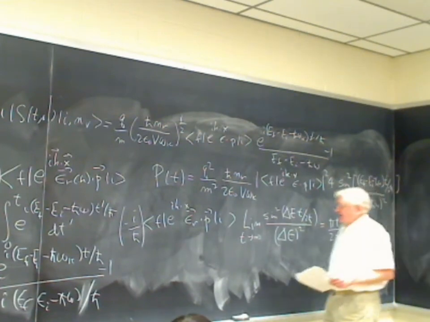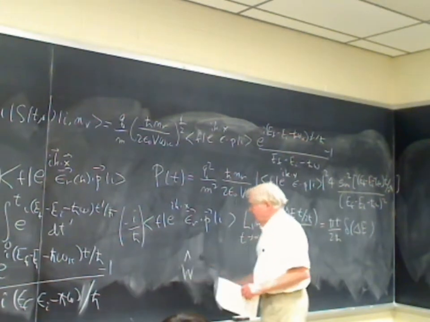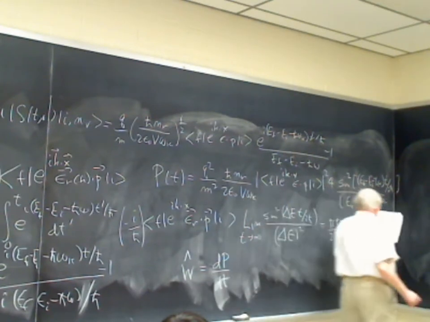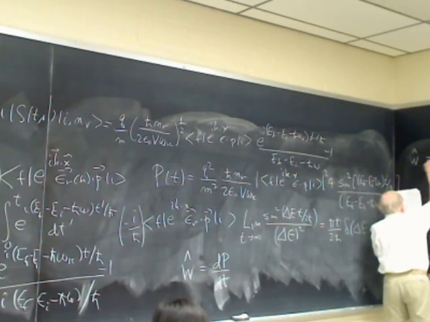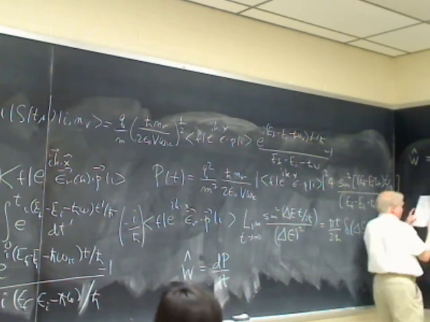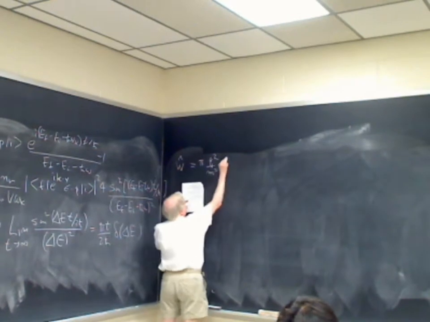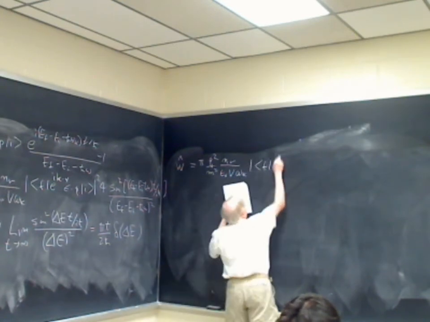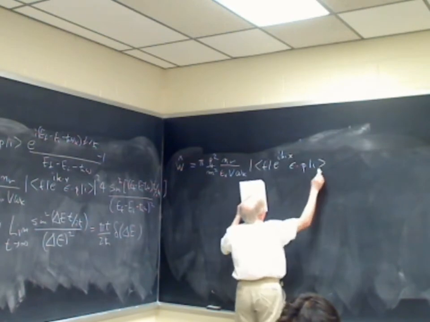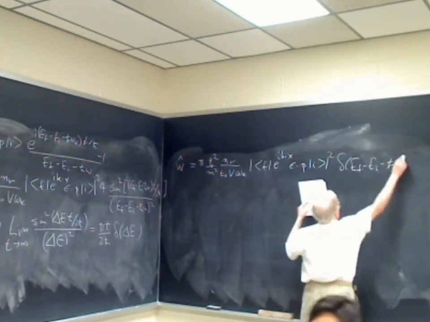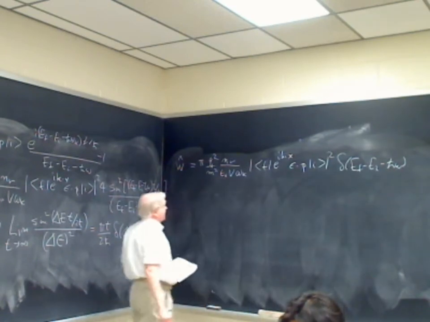And we'll then say that our transition rate, apart from the density of final states, will be just dP/dt. And that will give us the following: that this transition rate is Q squared over m squared, n_r over epsilon 0 V omega_k, times the matrix element squared, times delta of E_f minus E_i minus h bar omega. Well, that's just about all there is to it.